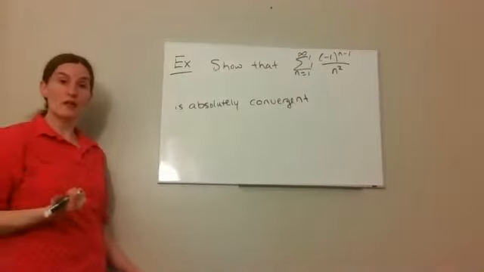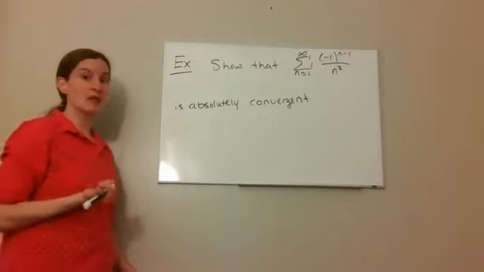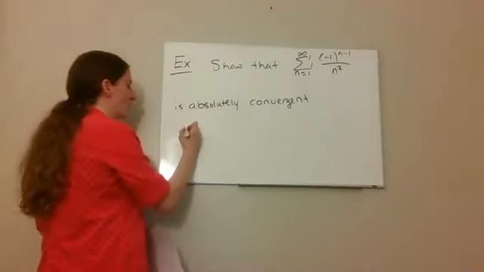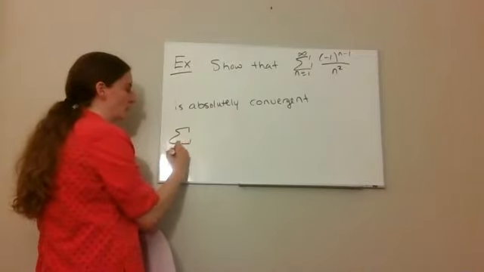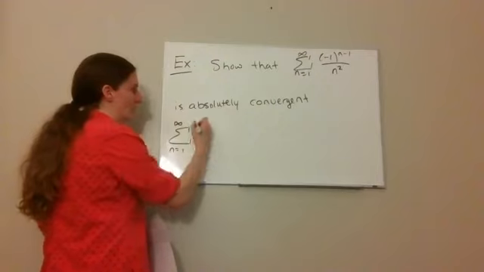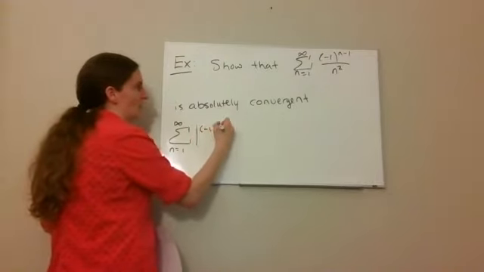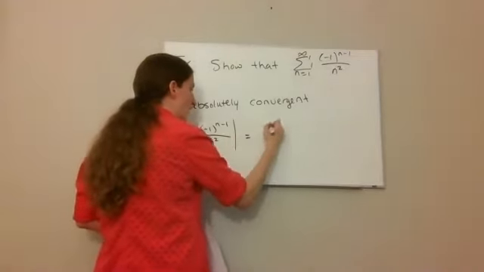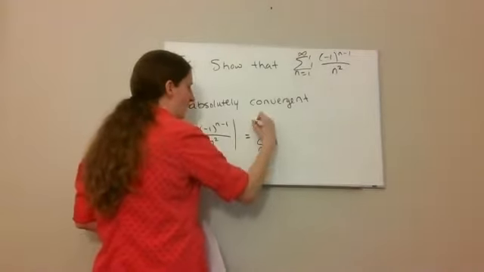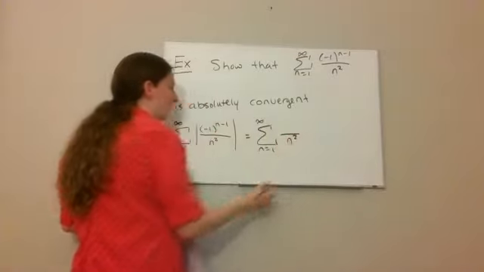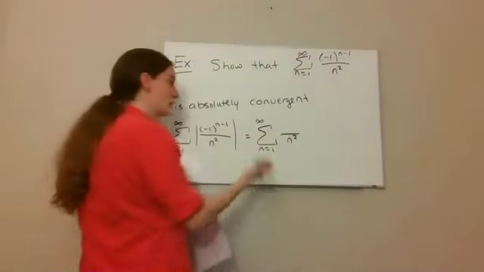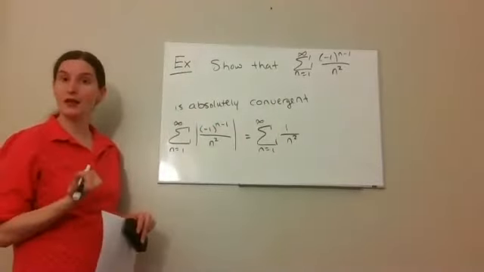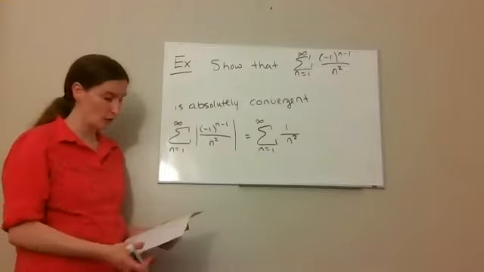Well, if we're going to show that this is absolutely convergent, then that means I need to look at the series of the absolute values of these terms. So I'm going to look at the sum from 1 to infinity of the absolute value of (-1)^(n-1) over n squared. Well, the only thing that changes in that absolute value is that instead of having a negative 1 to a power, I'm always just going to have a 1 on the top because the absolute value of 1 is 1 and the absolute value of negative 1 is also 1.